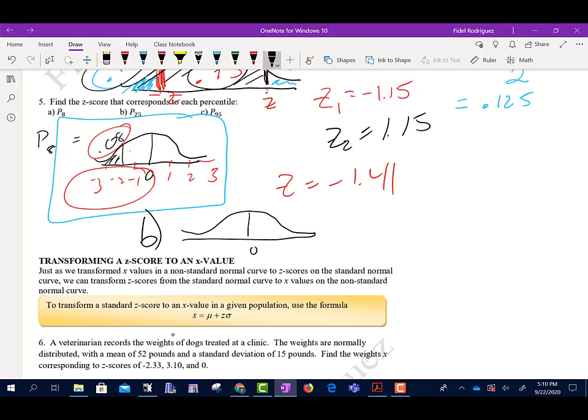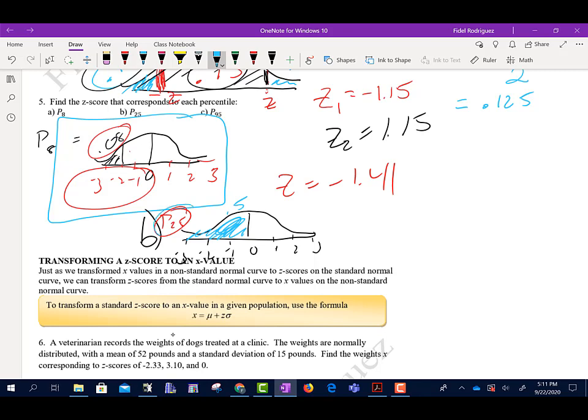Remember that's 0, and then there's 1, 2, 3, -1, -2, -3, right? Okay, part B says, can we find P25? Remember, we're looking for what Z value tells me that the area to the left, underneath that curve, is going to be 25%. So remember, we said the area under the whole curve is 1. If the area under the whole curve is 1, wouldn't this area here be 0.5?